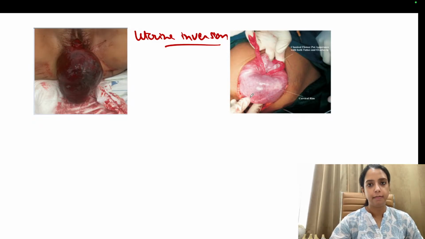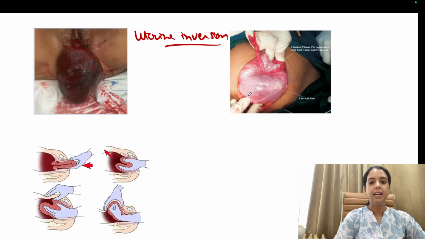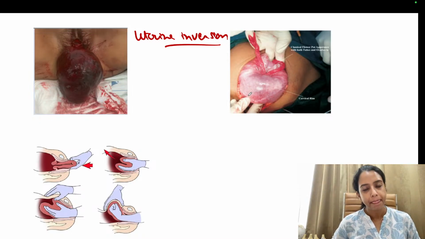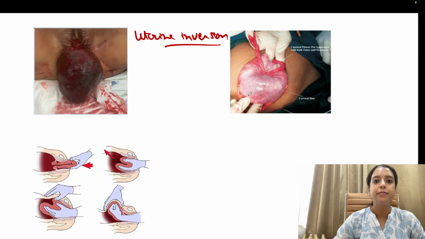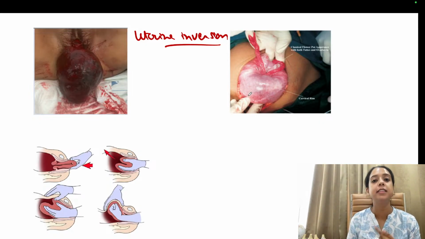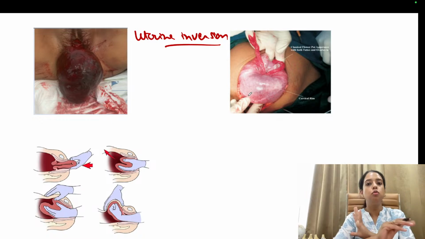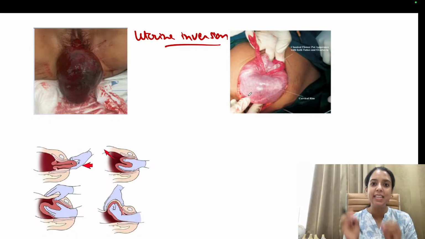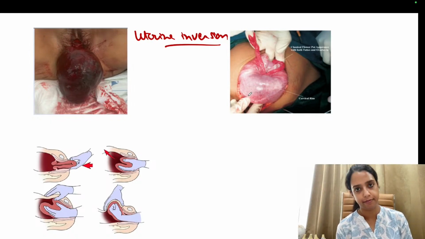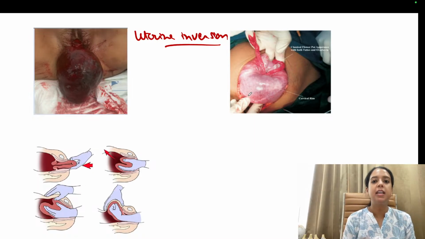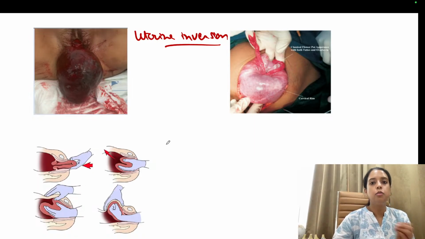Vaginally and abdominally. Okay? For uterine inversion, what do you do? You stop the oxytocin. You call for help. You start fluids. You do not remove the placenta. I am just revising the steps of uterine inversion. You do not remove the placenta. You reposit the uterus then and there in the labor room itself. Remember, you don't shift to the OT immediately. Immediately you revert using two methods.